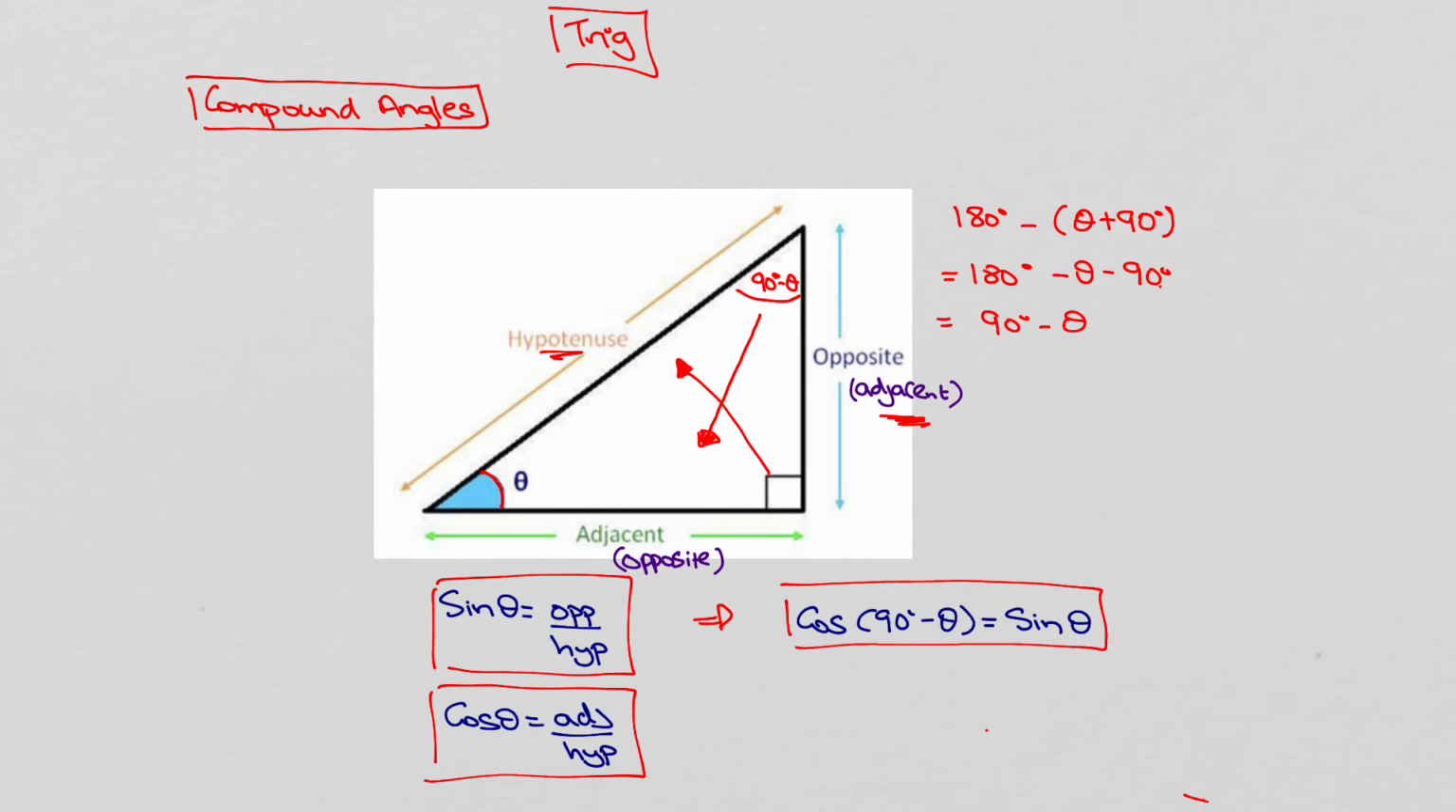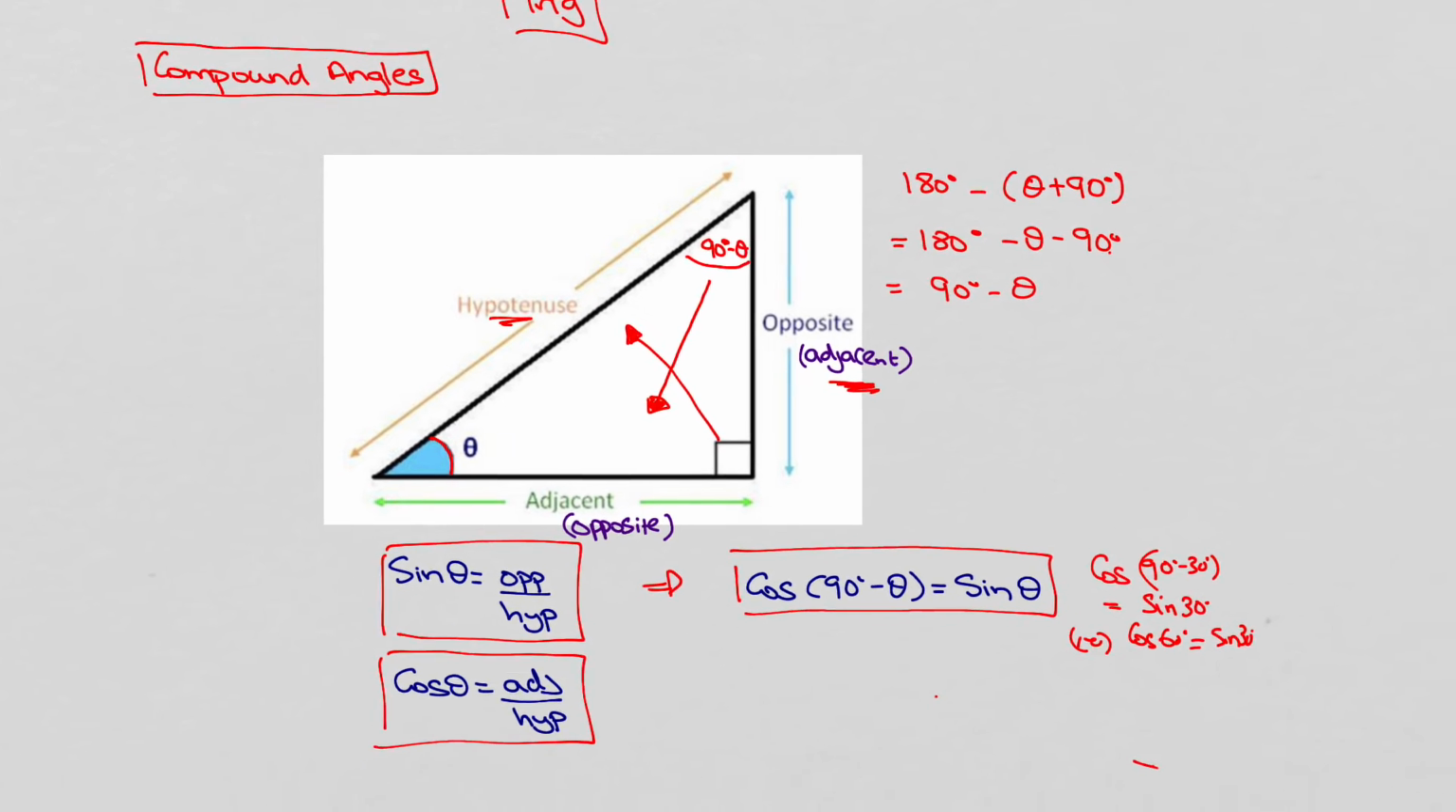If you try that out on your calculator, cos of 90 minus 30 is the same as sine theta, where theta is 30. Apologies. In other words, cos 60 is a half and is the same as sine 30, which is also a half. So you can try that out on your calculators, okay?